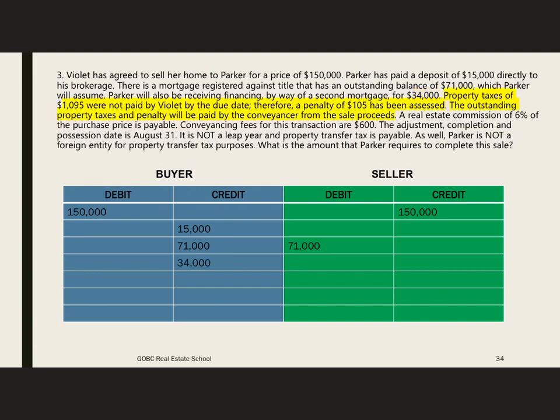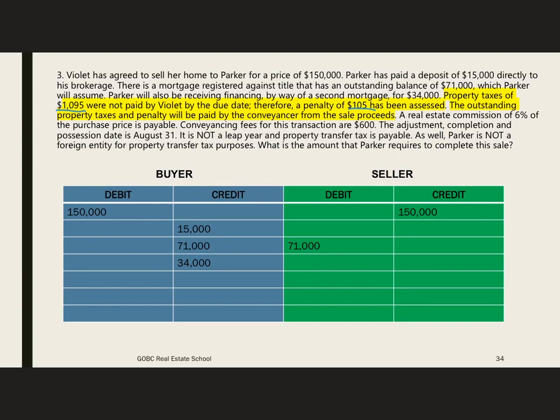Okay, so the next thing that is mentioned is the property taxes. It says that they were not paid by Violet, who's the seller, by the due date, and so there's a penalty on top of the property taxes being outstanding. So it says that they're going to be paid by the conveyancer from the sale proceeds. So that means that the buyer is going to actually end up taking care of that debt. So what we need to do is immediately debit the seller for both the $1,095 and the penalty amount, so that we make it so that the seller did pay even though they didn't.